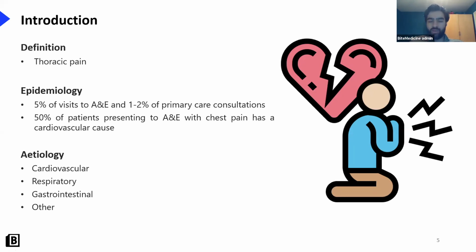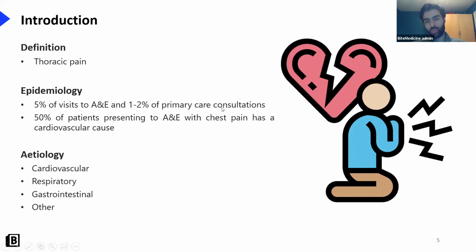But what I really wanted to impress is that chest pain is super common. So 5% of visits to A&E will be chest pain. And as doctors and physician associates, you're all going to be doing an A&E rotation, or pretty much all of you will be doing an A&E rotation at some point. So 1 in 20 patients you see, if not more, will have some form of chest pain.